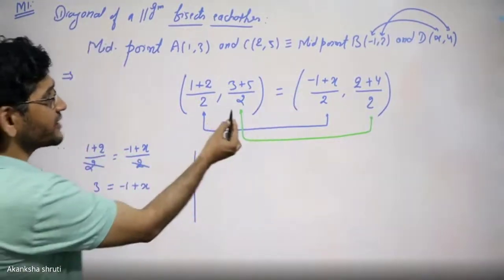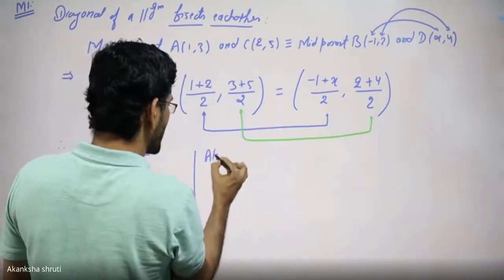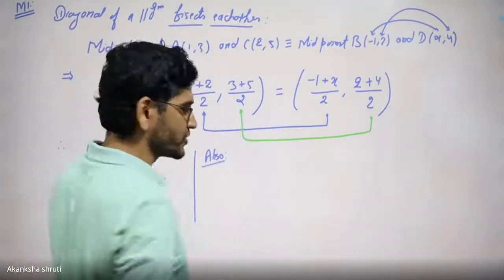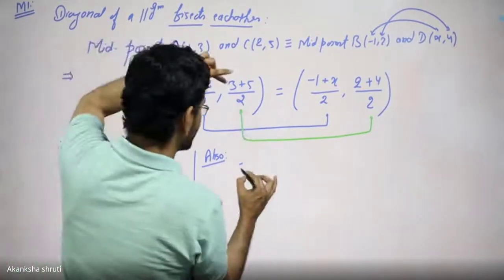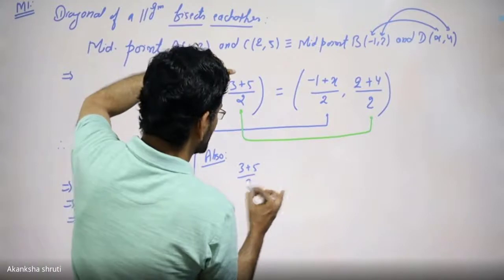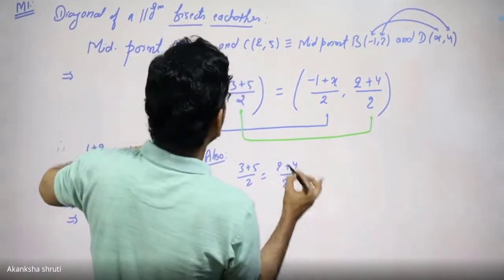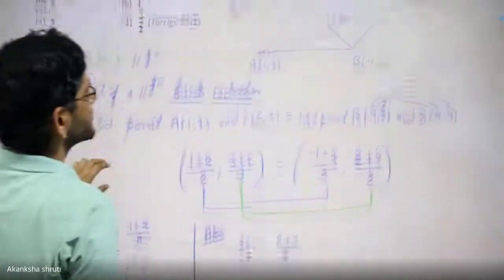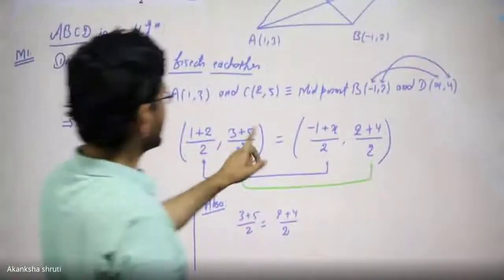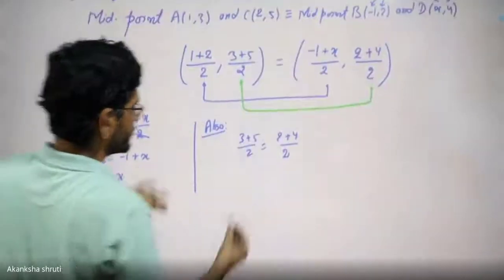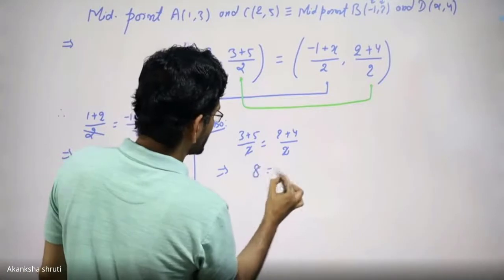Students, their y coordinates should also coincide. That can be verified here. If they are not coinciding, then either the question is wrong or some error is there. Let us verify whether this (3 plus 5) by 2 is equal to (2 plus 4) by 2 or not. Students, observing this, in fact, in this question, there is some minor error. Or students, equating this, even we can cancel it. It is going to be 8 equals 6.